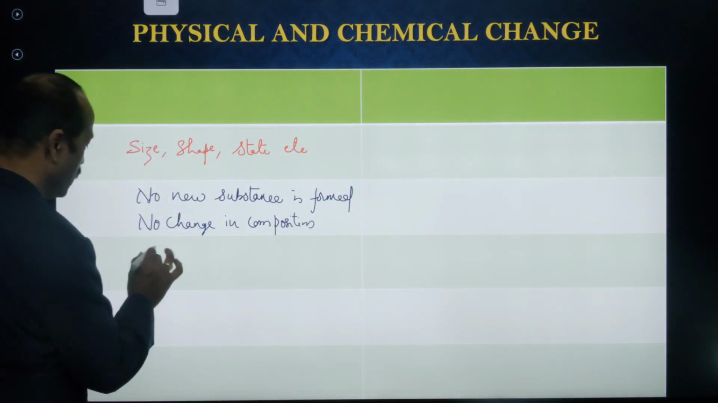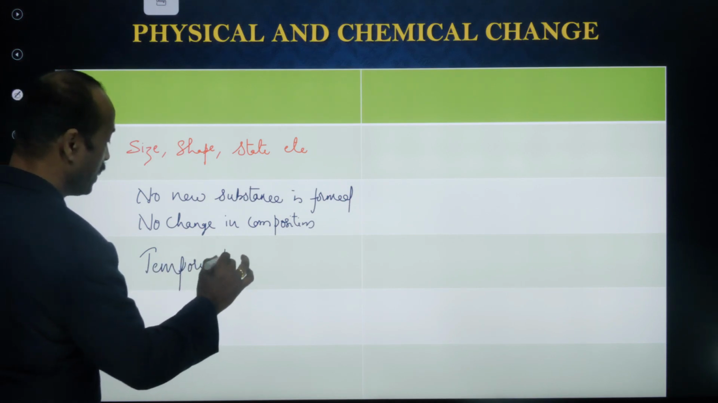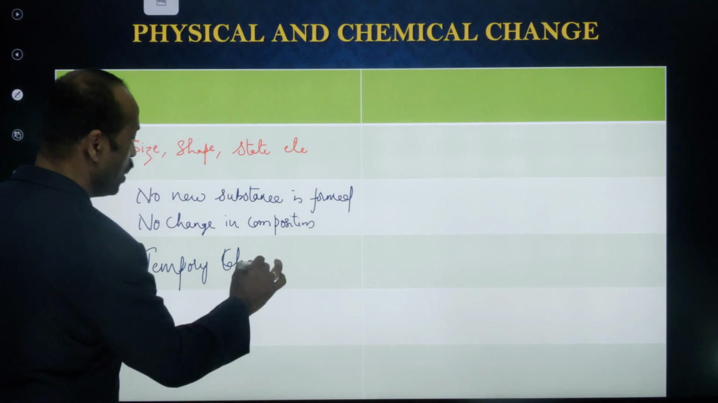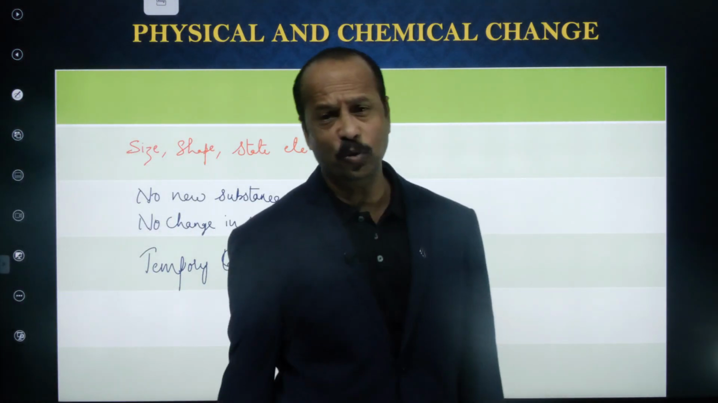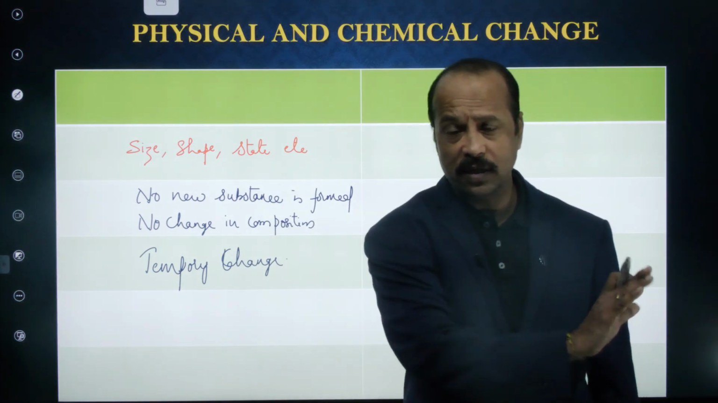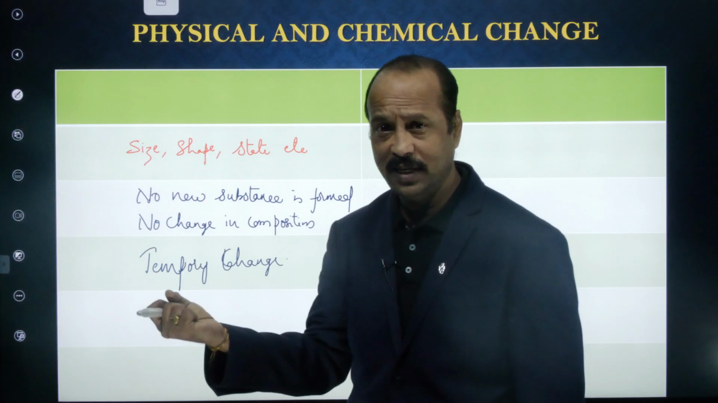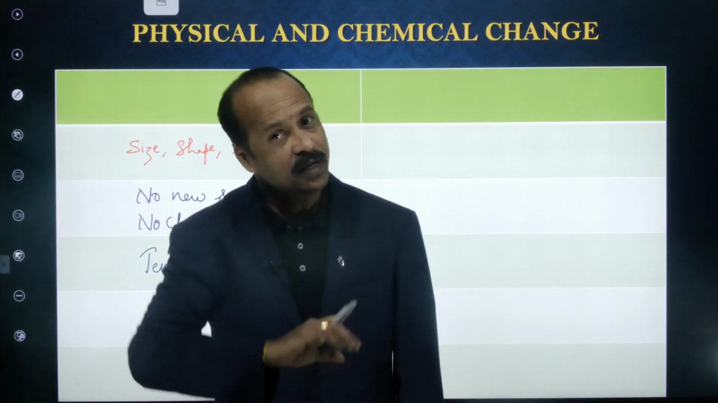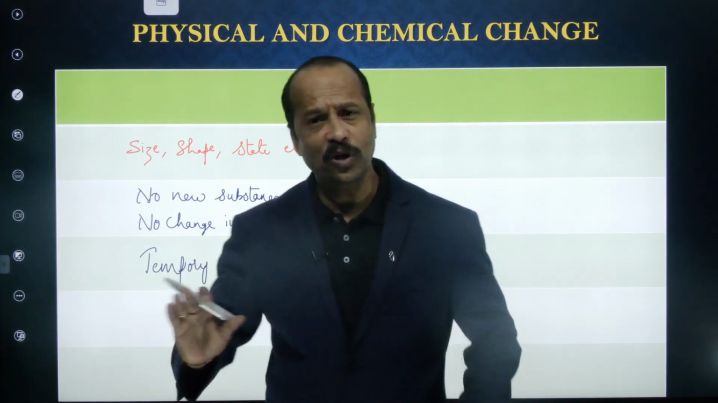And this is a temporary change, students. What does temporary mean? Only for some time. As long as you keep it in the refrigerator, it stays in the form of ice. But once you take it out of the refrigerator, it becomes liquid again. Yes or no? So the change is not permanent.